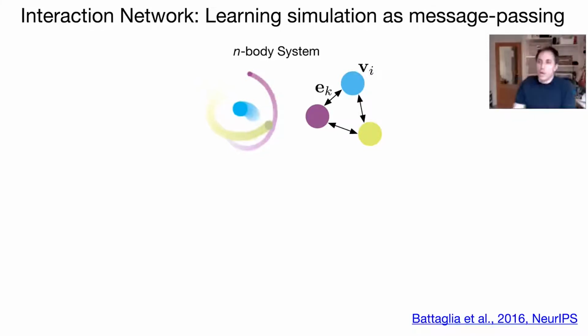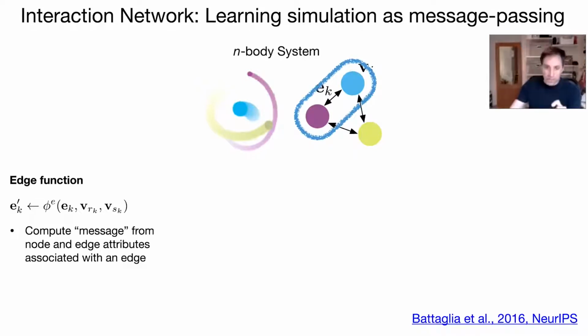Okay, so this is the interaction network. The idea was we're going to take an n-body system or some physical system, a particle-based system, and represent it as a graph. Here on the left, you've got a little toy planetary system. The blue thing could be like a sun, and the pink and yellow things might be planets orbiting it. We're going to represent each as a node in the graph. The colors of the nodes in the graph correspond to the bodies, and the edges between them correspond to forces, like gravitational forces in this case.